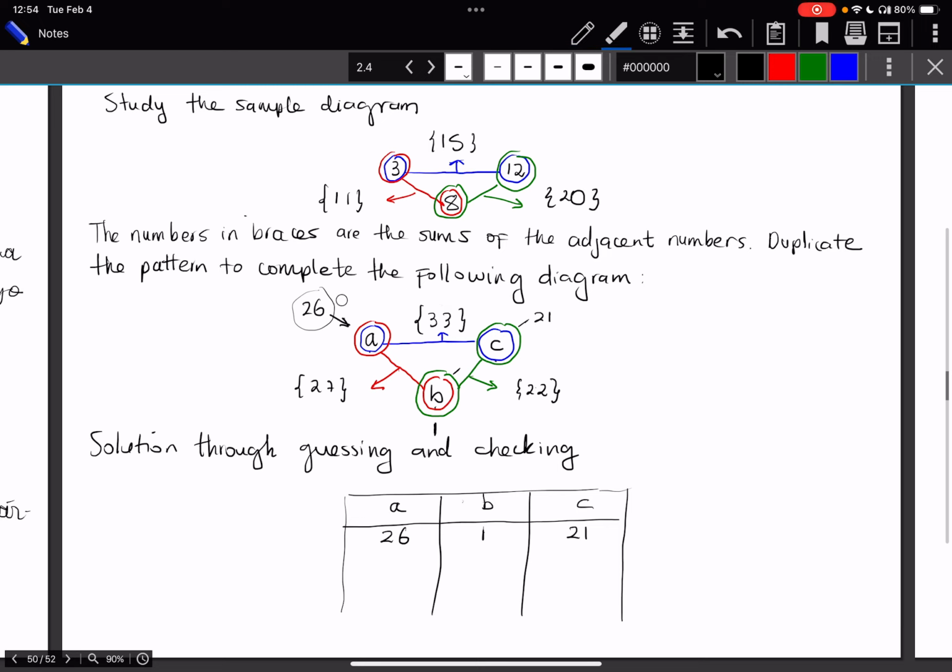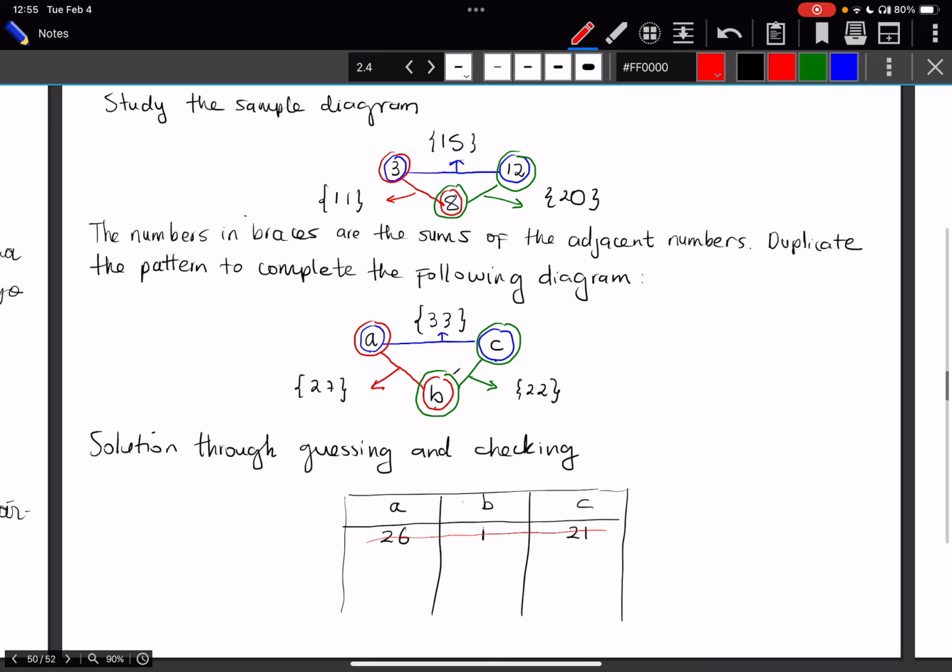So we have made a guess that does not work. B equals 1 is not possible, because if we chose B equals 1, A would have to be 26, C would have to be 21, but then A plus C would not be equal to 33. So then this guess is not good. And we go back to square one and try a different guess.